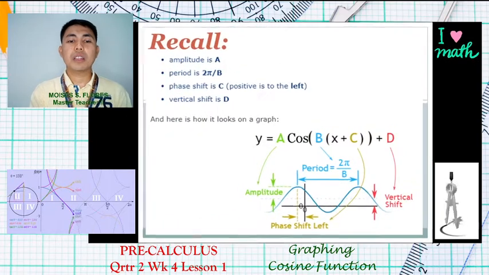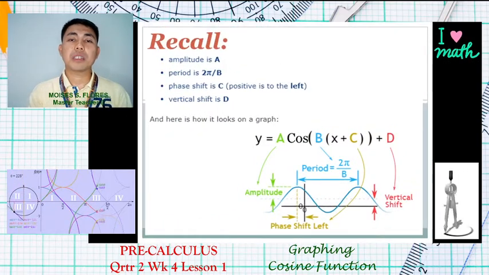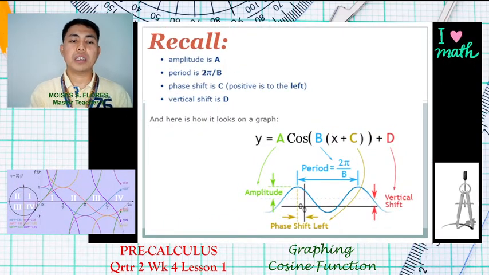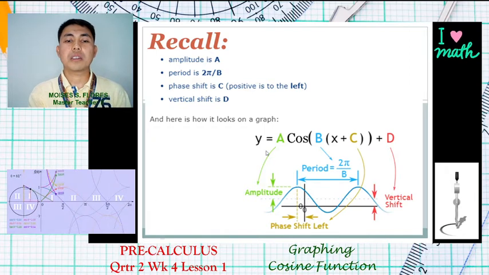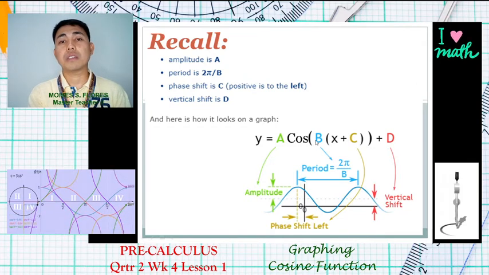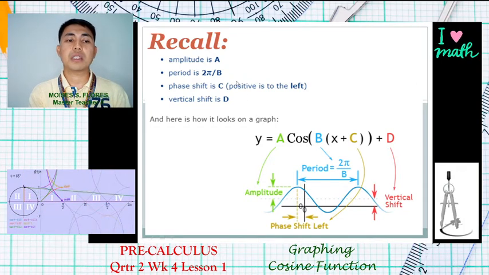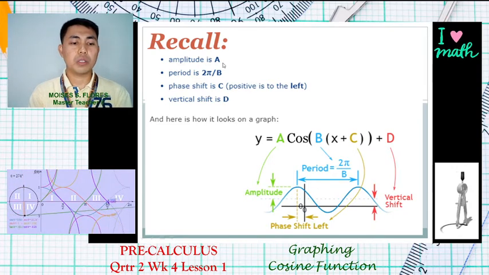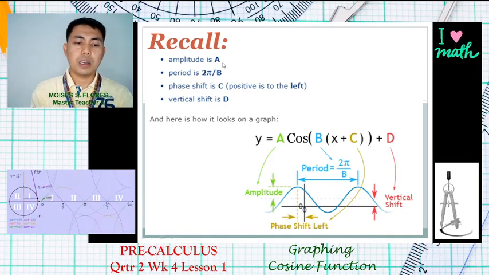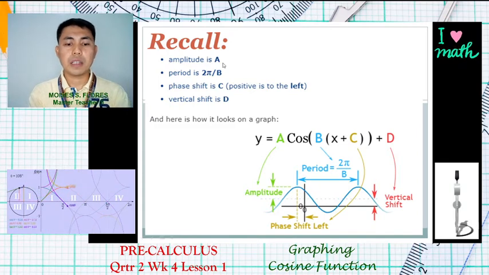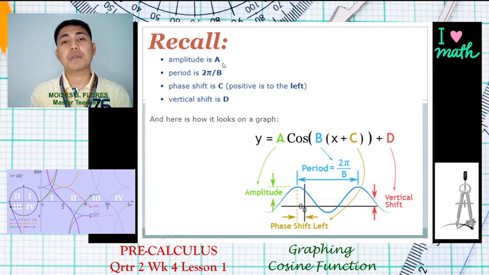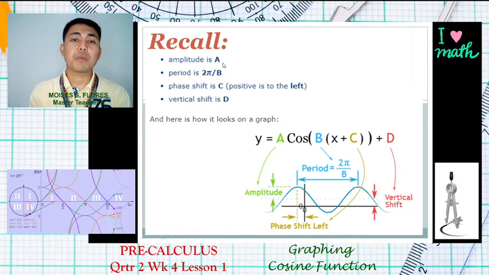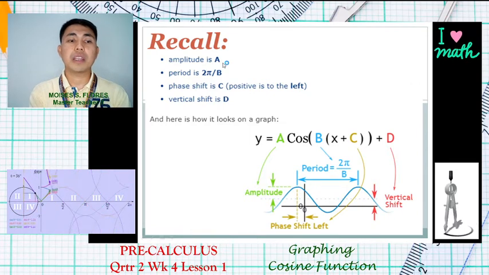Let's have a recall from our standard form of equation for the cosine, which is simply y equals a cosine b quantity x plus c plus d. And what are its representations for the four variables? A stands for our amplitude. So again, when you say amplitude, this refers to our height from the center line to the peak, or simply from our highest point to the lowest point divided by 2.